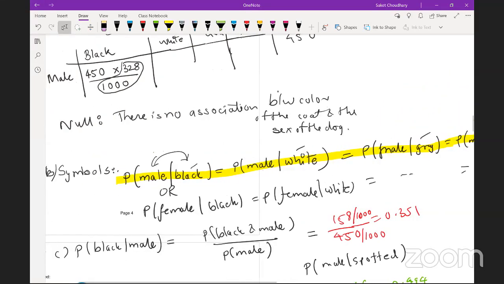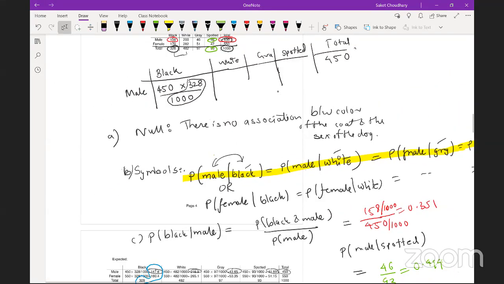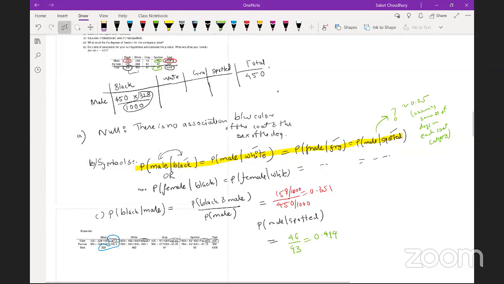But I just wanted to give you a sense of what it is that we are really expecting from this problem. What is our actual null expectation? If the number of black, white, spotted, and gray dogs are equal, and we are assuming that there is no association, then we expect all of these probability values to be equal, which is going to be 0.25 because all of them essentially sum up to 1.